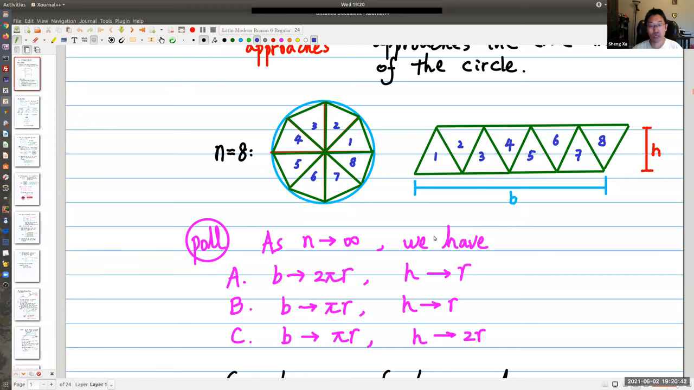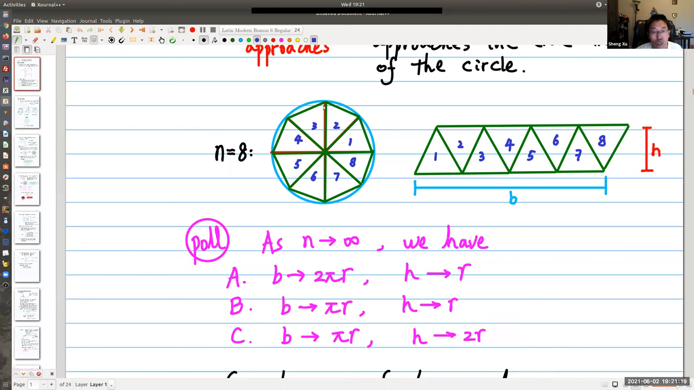Why is the answer B? As you can see, if you use more and more triangles, then the base b is just half of the circumference. Does it make sense to you? Because you have b on the top and b at the bottom in this parallelogram. I think some of you chose A because you neglected that fact. So it's b plus b, all these sides put together.